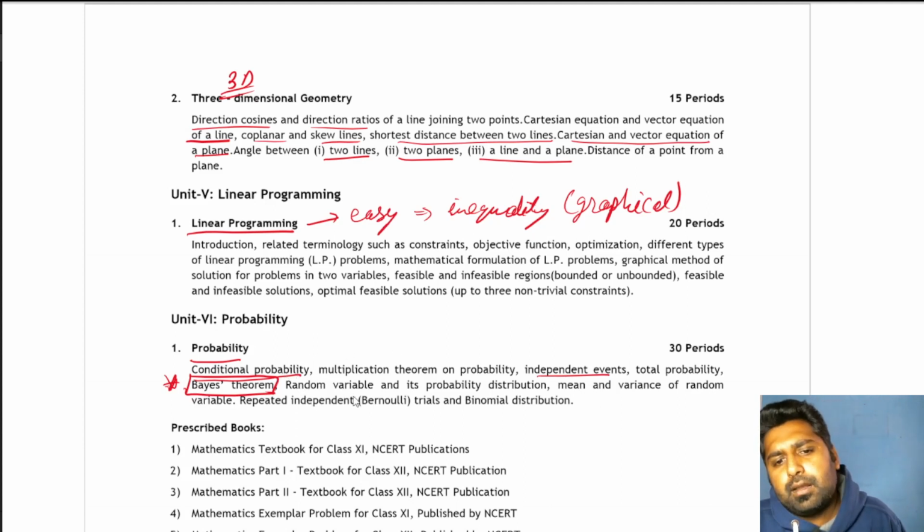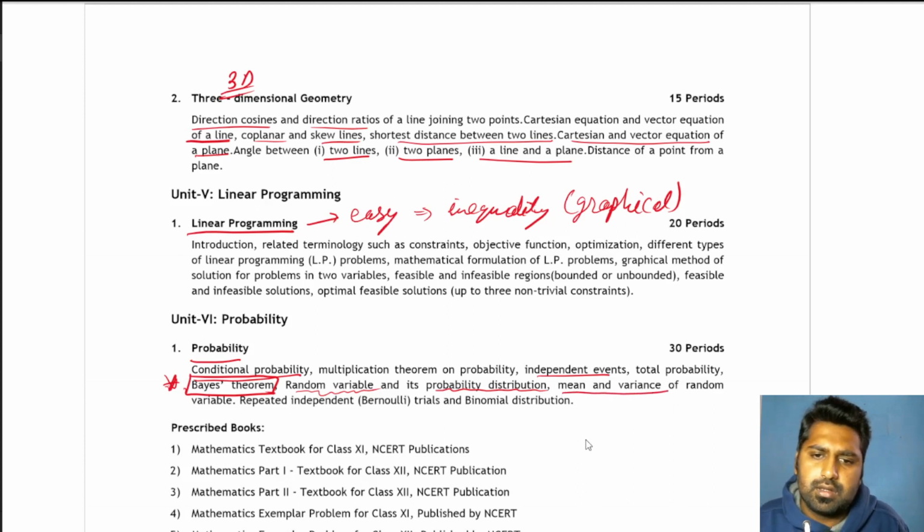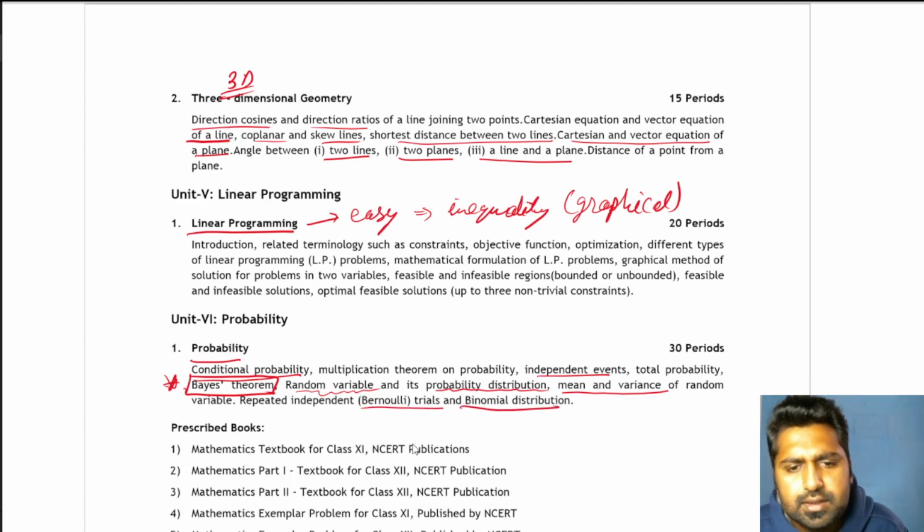Then random variable and probability distribution. What is the meaning of a random variable? How does a probability distribution work? And again, some statistical part of random variables, that is mean and variance. And then there is something known as binomial distribution or Bernoulli's trials. There was a chapter in grade 11, the binomial theorem. The idea is pretty much the same, but somehow it is being related with probability here.